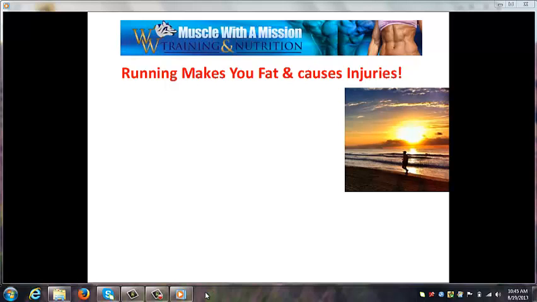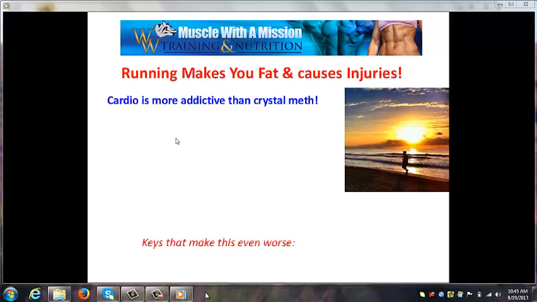Okay. So let me talk about this. Running makes you fat. I've always said this, and I'll say it again. Cardio is more addictive than crystal meth. Let that sink in for a minute. This is a very powerful slide, and I'm going to make some amazing points here. What are some keys that heighten the profoundly pernicious effects of the addictive nature of cardio, specifically distance running?